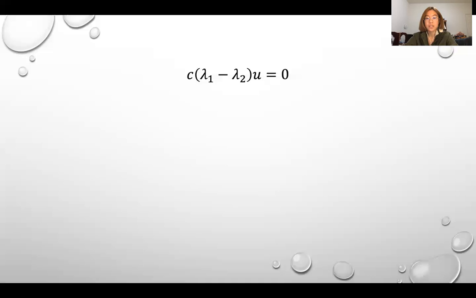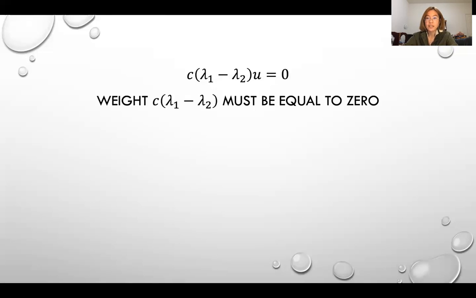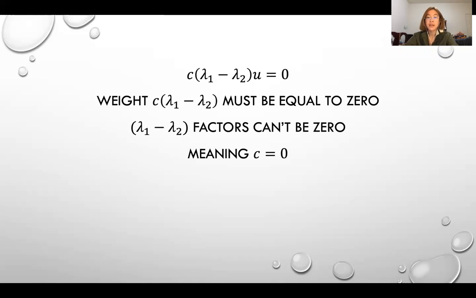So in order for this equation to hold true, the weight c1 times the quantity lambda 1 minus lambda 2 must be equal to 0. This is because u is an eigenvector, and eigenvectors cannot be equal to 0 vectors. However, lambda 1 minus lambda 2 can also not be equal to 0, because they are two distinct eigenvalues, and we all know that two values must be equal to each other in order to subtract to 0. So that means the scalar must be equal to 0.